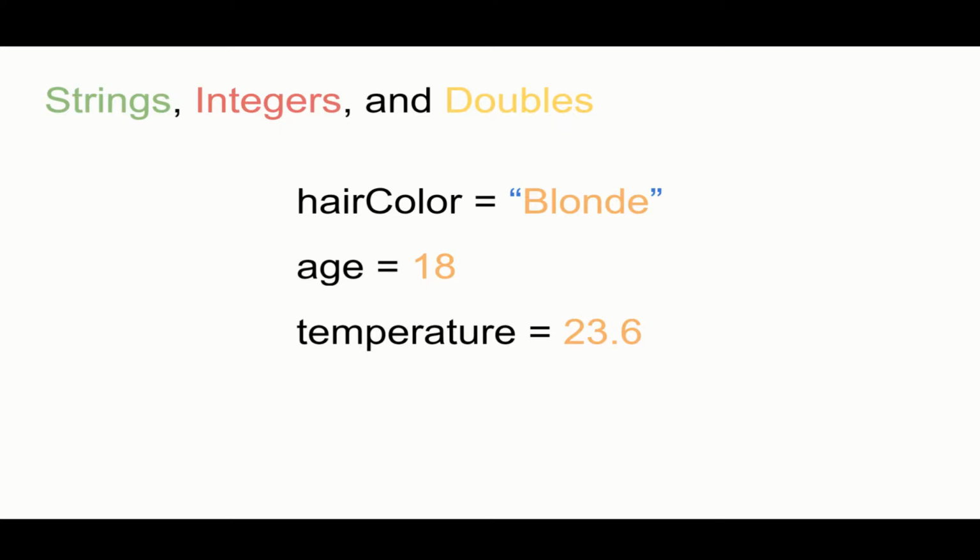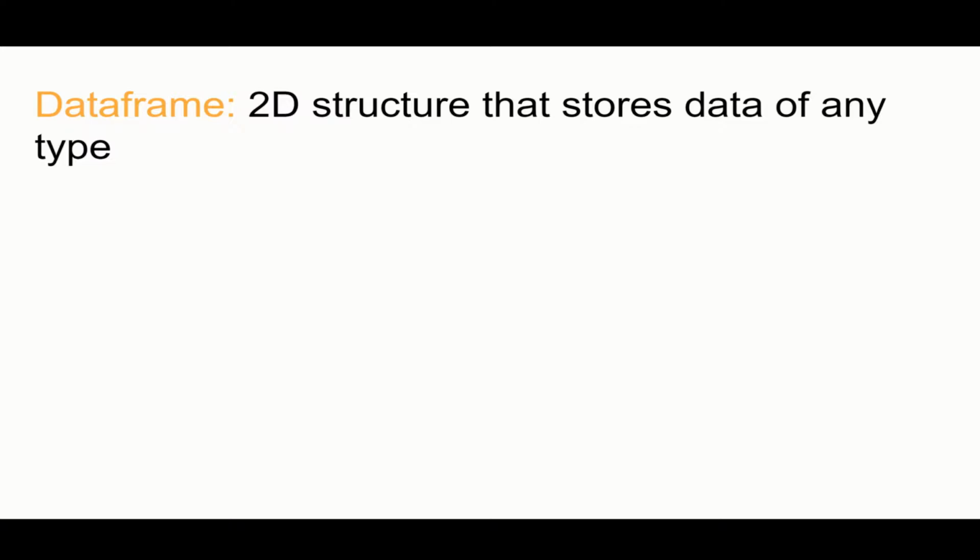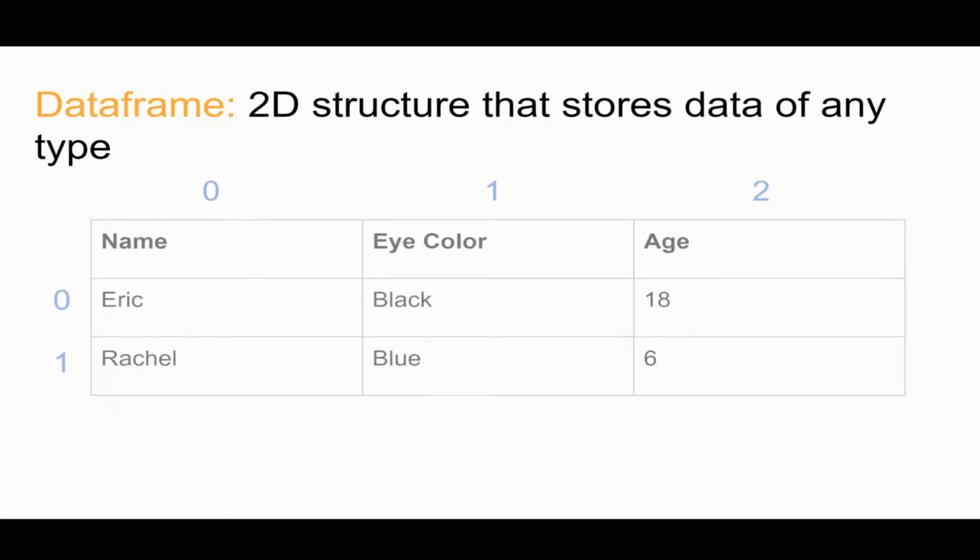Moving on, we're going to go a little bit deeper into Pandas, and talk about how they store data. Pandas uses a data frame. A data frame is a 2D structure that stores data of any type, meaning it can store an integer, a double, or even a string. I know this may sound very abstract, so here's an example of a data frame.